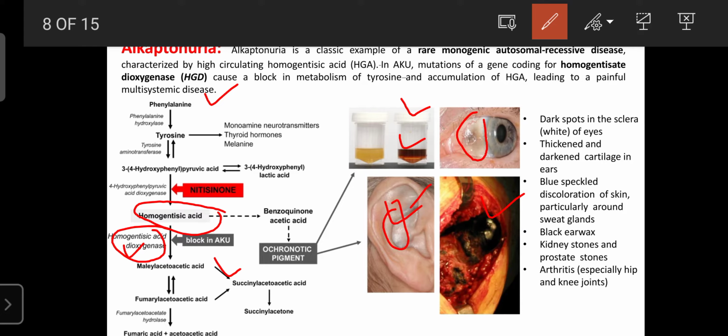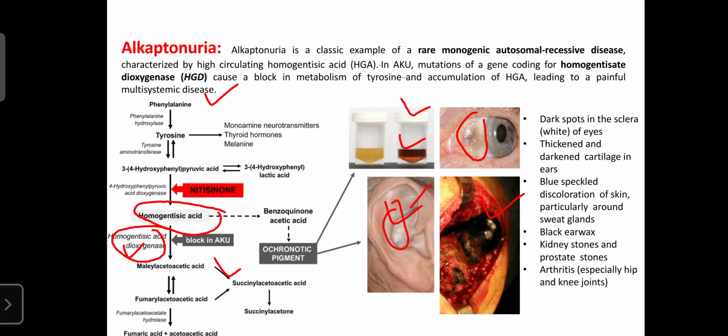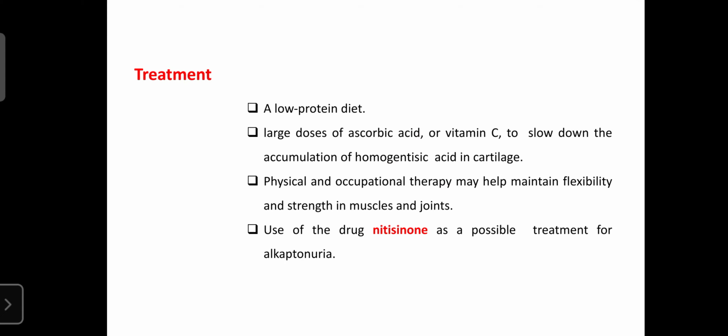So these are the signs and symptoms of alkaptonuria, which occurs due to deficiency in the metabolism of amino acids like phenylalanine. Due to that, homogentisic acid accumulates in our body. Regarding treatment, once again, the treatment is a low protein diet, as well as administering a large dose of vitamin C, which slows down the accumulation of homogentisic acid in cartilage, as well as giving physical and occupational therapy, which strengthens the flexibility of muscles and joints. A drug is also available for the treatment of alkaptonuria, known as nitisinone.